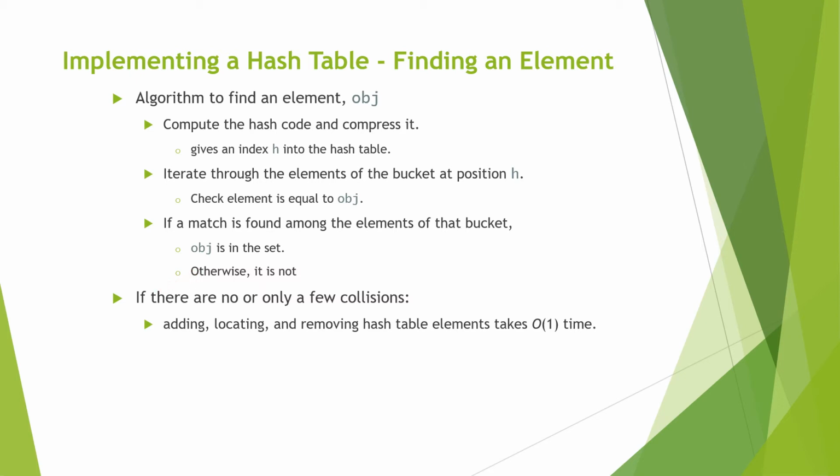So if there are no or only a few collisions in the whole hash table, it means that the linked lists existing in each bucket of that hash table are very short. You have a linked list of size 1, 2, 3, or a very short linked list in each bucket, and therefore if you have very few collisions, locating elements in the hash table is very inexpensive, and you can take constant time to find an element in a hash table.